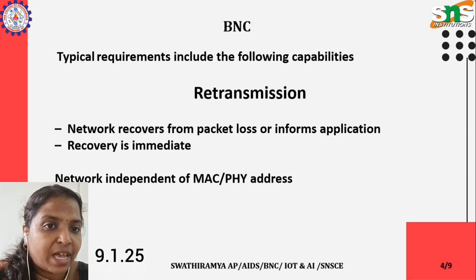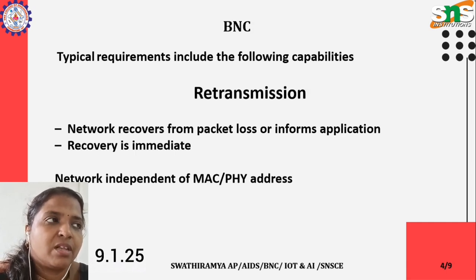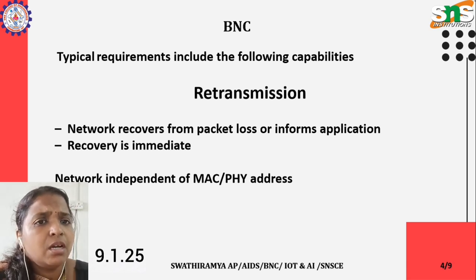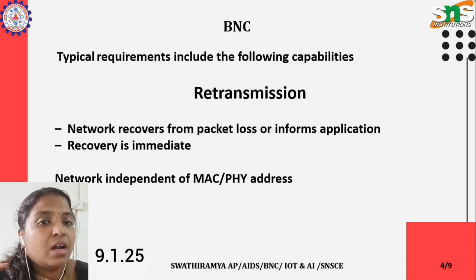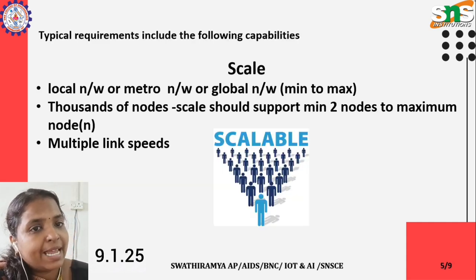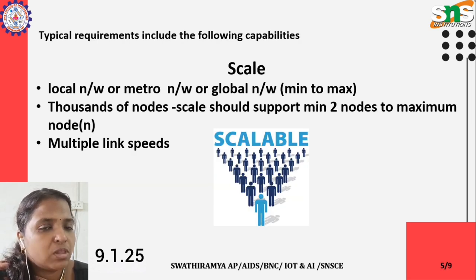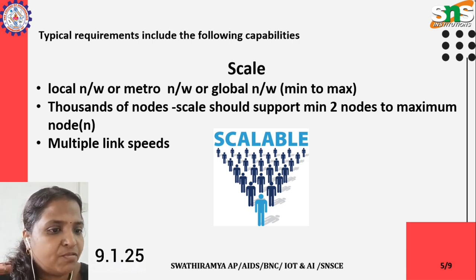There is a chance of packet loss, because it will be transferring the data continuously. So there is a high chance of packet loss in the system, so we should have the retransmission mechanism. That is number one. Number two will be scalability. The system should be able to connect both two nodes and also a maximum of n nodes. It should have the same level of performance when it connects two nodes as well as n nodes.